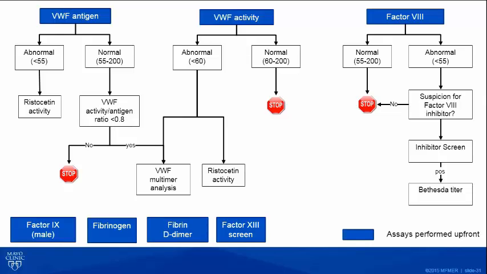Same for Factor 8. If it's normal, then we stop. If it's abnormal, then we would look at the sample and see whether there's any suspicion for Factor 8 inhibitor. If yes, then we would call the client and ask whether they want inhibitor screening done or not. If yes, then we would proceed, and with a positive screening, we would add in the Bethesda titer. So as you mentioned, we offer this as a limited bleeding panel because we do not include the platelet functional assays, because those have to be done within 4 hours. So that's essentially what I have for the screening assays.